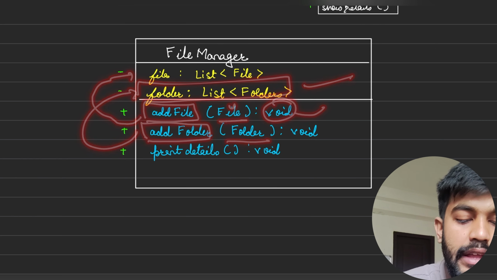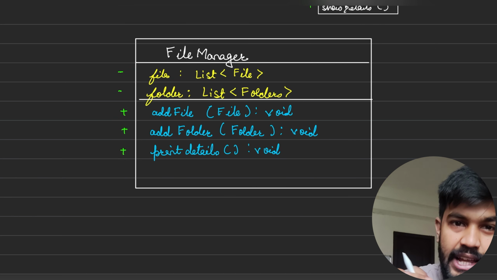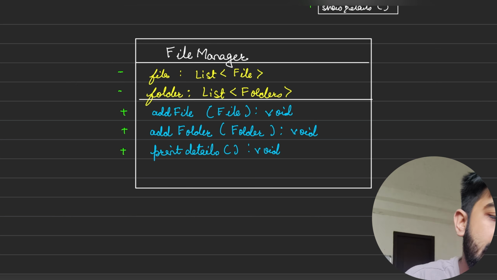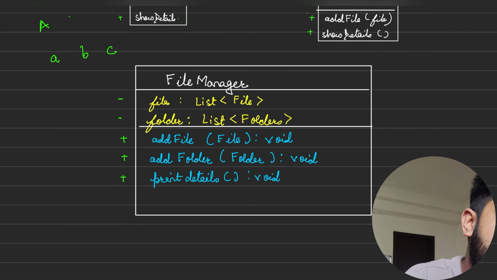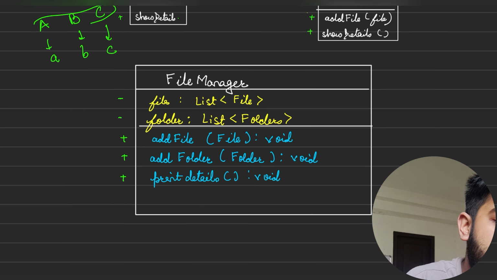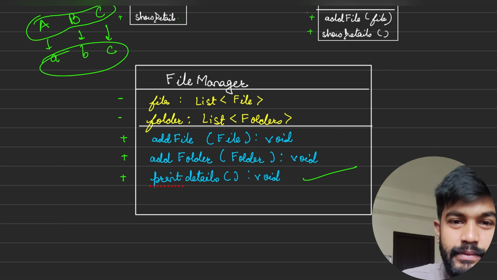Then we again have the print details, which would go over all the files in the system and all the folders in the system. What I mean to say is, let's say we have a file ABC, and it is inside the folder ABC as of now. So first ABC would get printed due to print details, and then ABC.